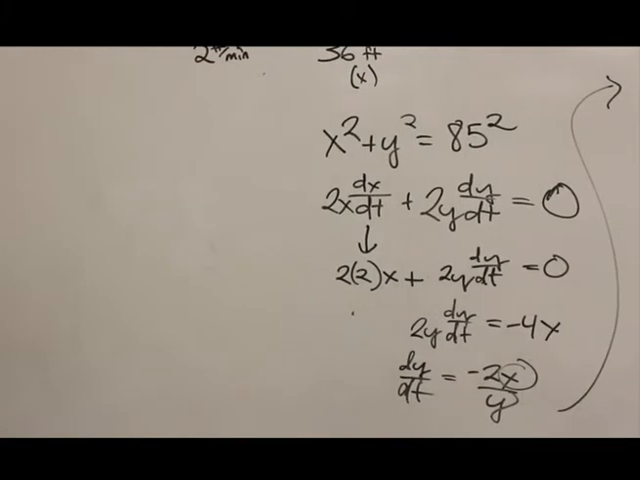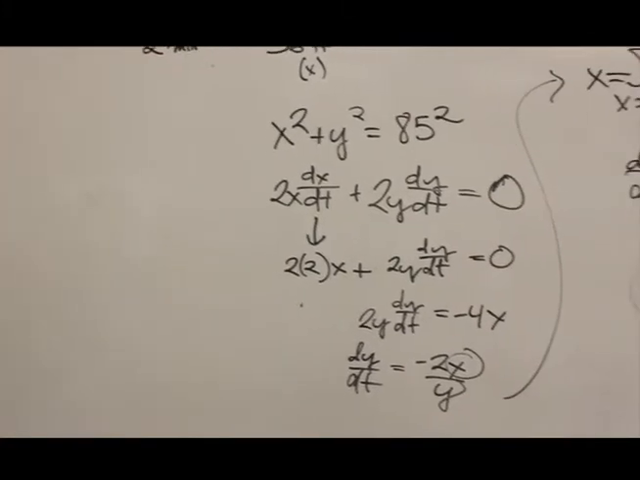So then the rate of change for y, as of right now, is negative, we're going to simplify, it's going to be negative 2x over y when we simplify it. Okay, and then we know that y equals 10, so we have to find what x equals when y is 10.